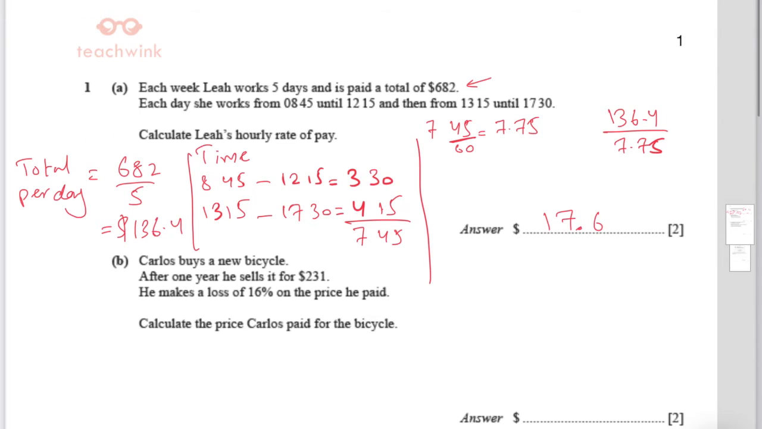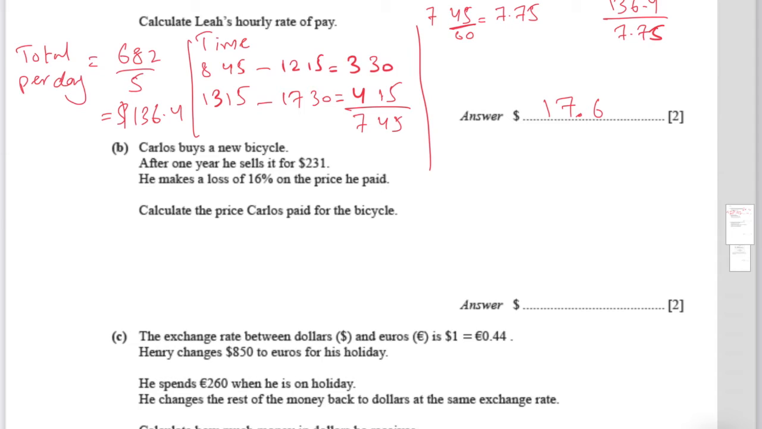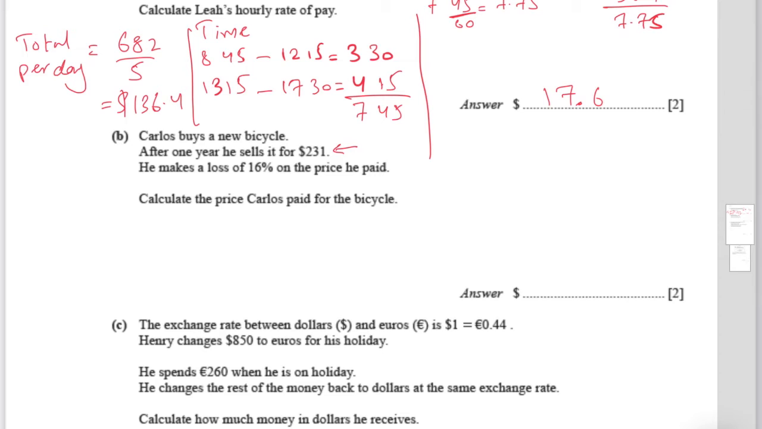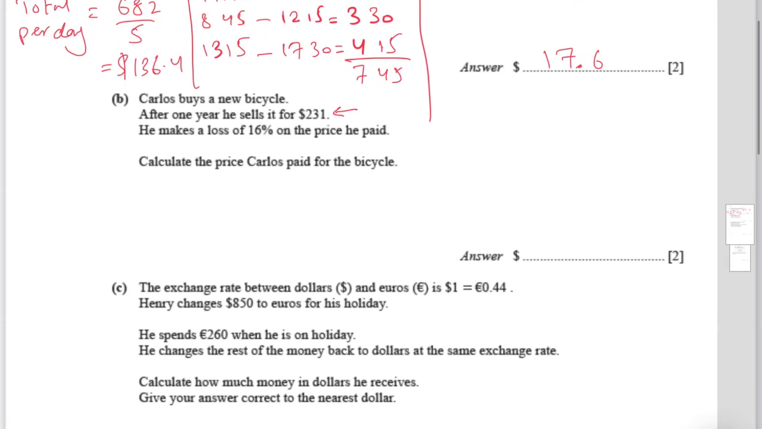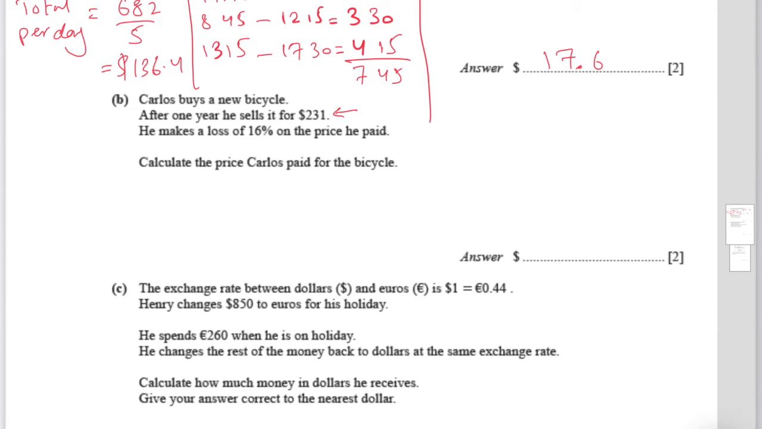The next part says Carlos buys a new bicycle. After 1 year, he sells it for $231. He makes a loss of 16% on the price he paid. Calculate the price Carlos paid for the bicycle originally. This price right here is the amount he received after incurring a loss.